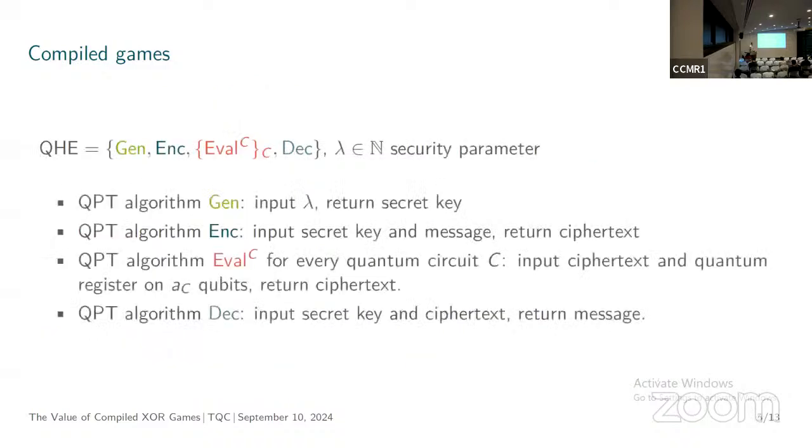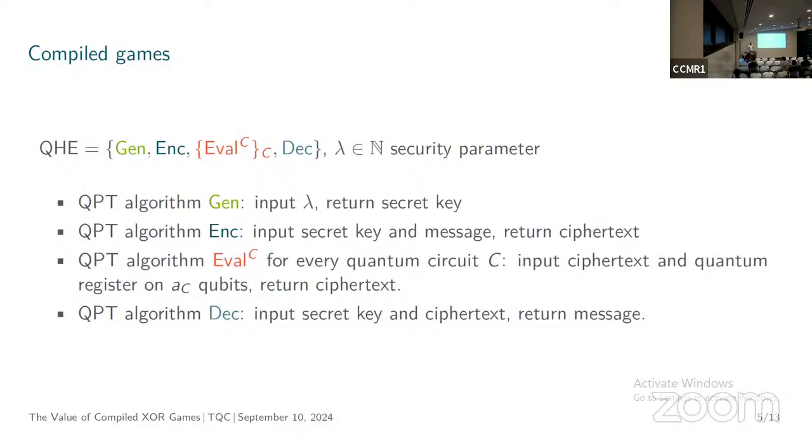So what are the properties of my QHE scheme? All of the algorithms are actually QPT algorithms. For Gen, I have some security parameter lambda where I get some secret key. Also for Enc, I take the secret key and the message and get some ciphertext. The decryption does exactly the reverse: I take some secret key and the ciphertext and get some message back.